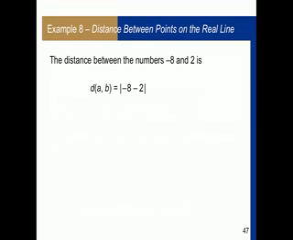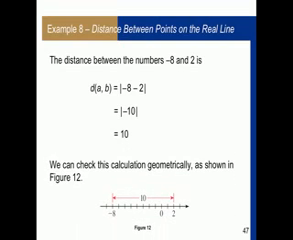And so, if we want to find the distance between -8 and 2, we do -8 subtracted from 2, which is negative 10. We take the absolute value of negative 10, so the distance from negative 8 to 2 is 10 units. And if we look at that, we can look at that on the number line as well in a geometric representation, and that is what we have. And this concludes section 1.1 for pre-calculus.